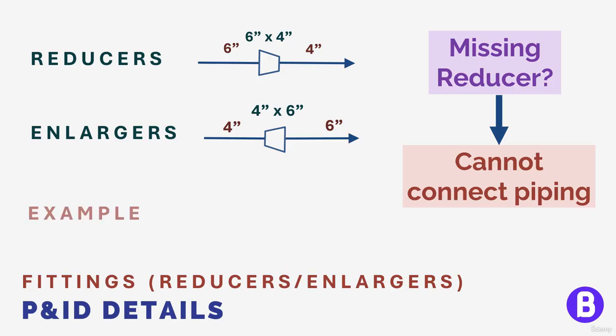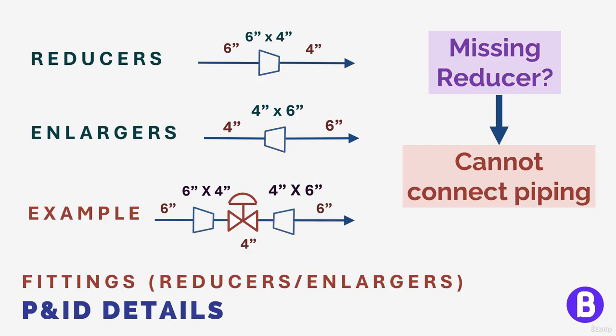A common example is connecting a control valve to a pipe, as in most cases the size of the control valve is smaller than the size of the pipe. So we shall need a reducer at the valve inlet and an enlarger at the valve outlet.